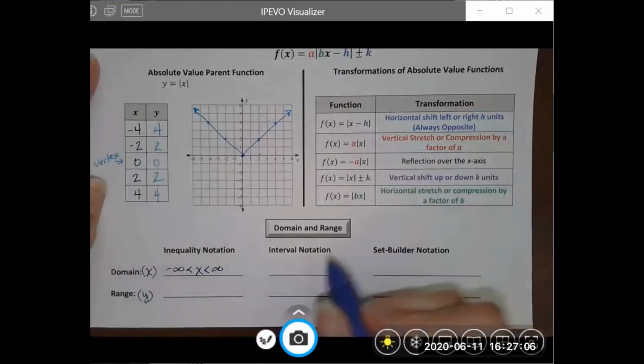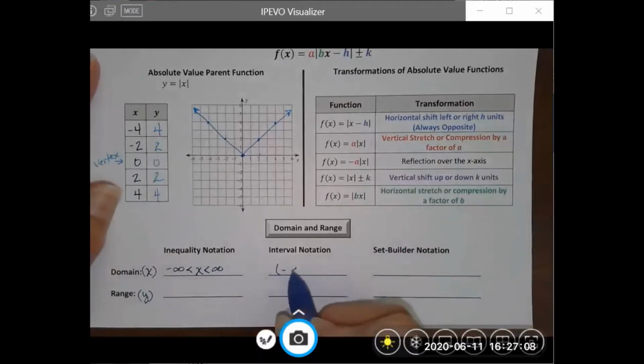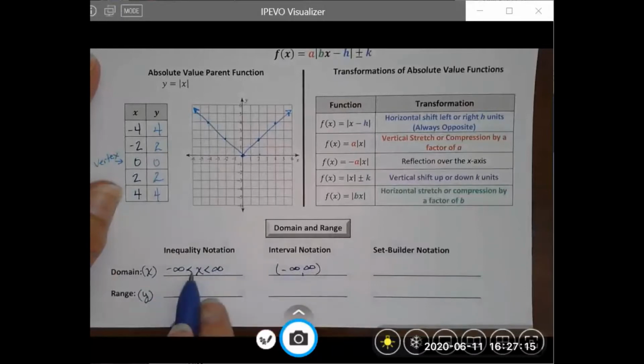To use interval notation, which is my preference, I'm going to do negative infinity to infinity. I'm going to use parentheses here because I can't actually touch infinity. They translate to the same thing as a less than sign as opposed to a less than or equal to.